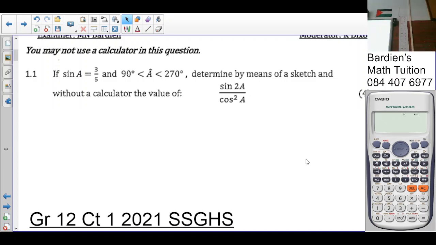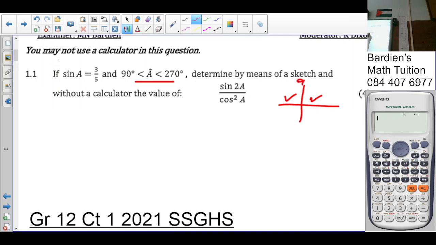But anyway, let's go. This question we should have been able to answer. We are told that sine A is equal to 3 over 5, where A is greater than 90 but less than 270. What does that mean? Firstly, sine is positive. In which quadrants is sine positive? Quadrants 1 and 2. Then we are told that A is greater than 90 but less than 270, so that's quadrants 2 and 3.